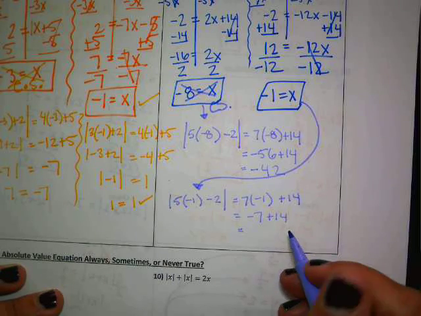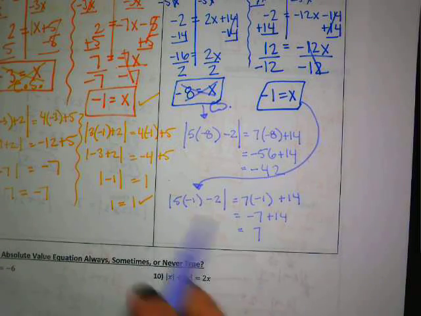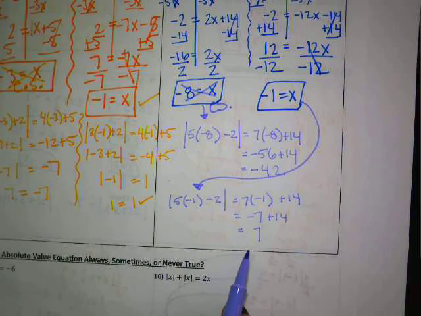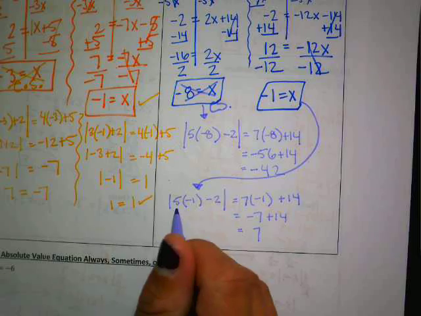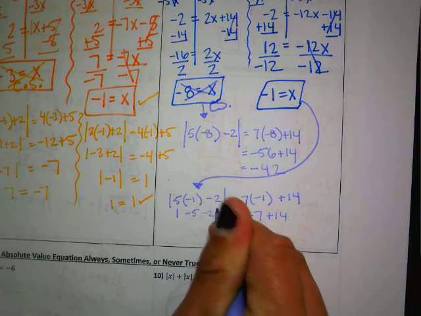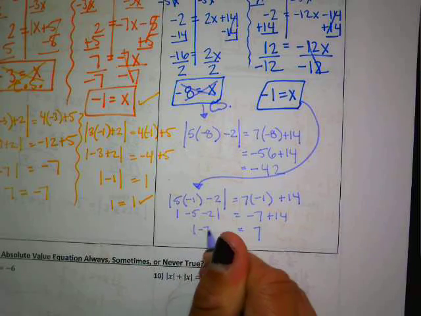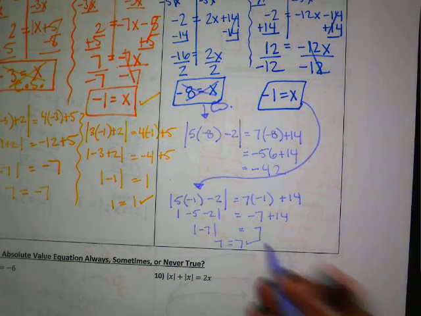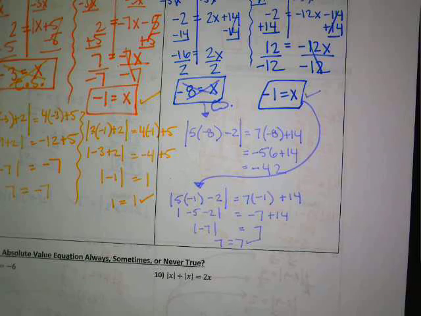7, very good. So, could my absolute value equal a positive 7? Yes, it could. So, let's figure it out, see if it does. 5 times negative 1, negative 5, minus 2. And I get negative 7 in the absolute value, which is 7 equals 7. So, yay, that one works. It's a solution.